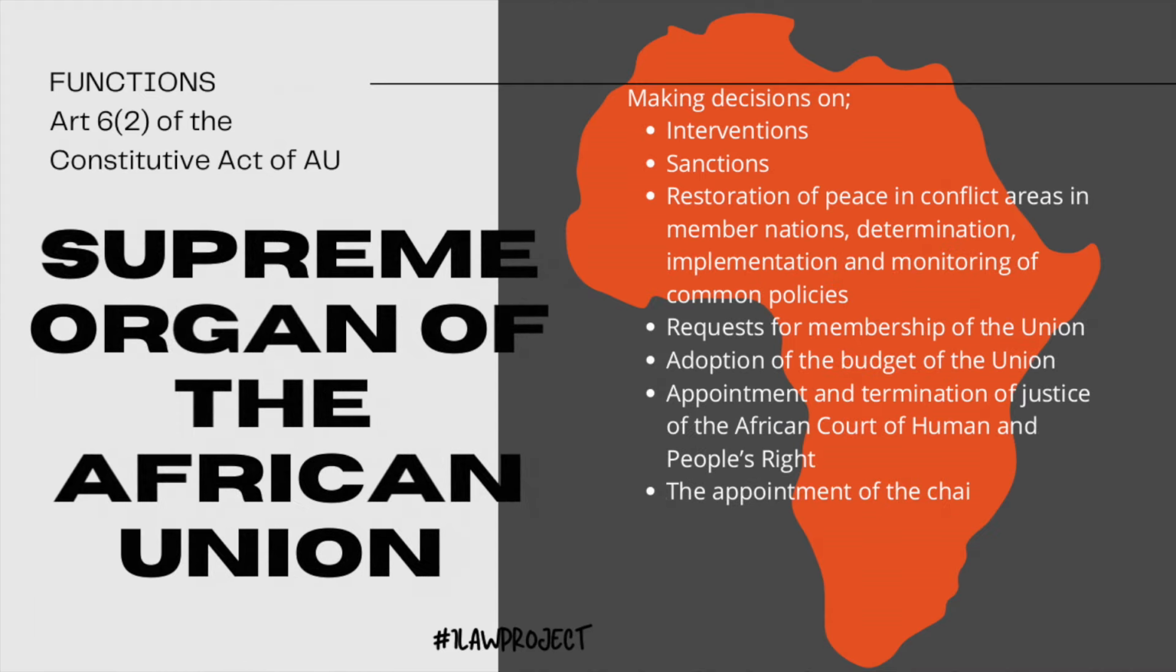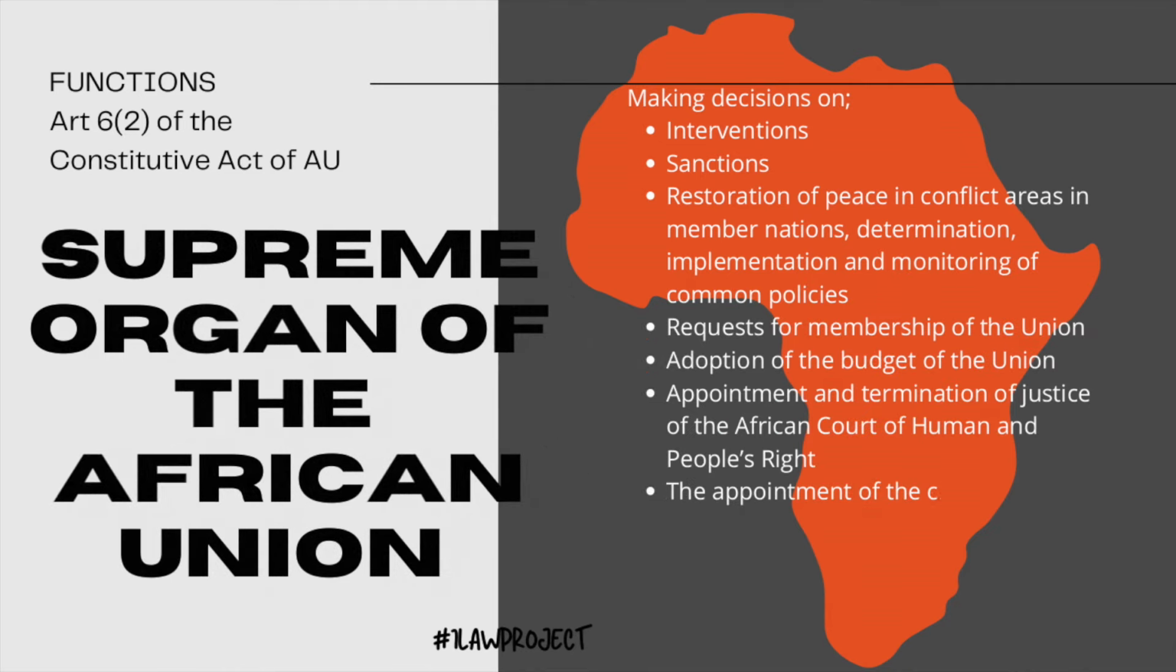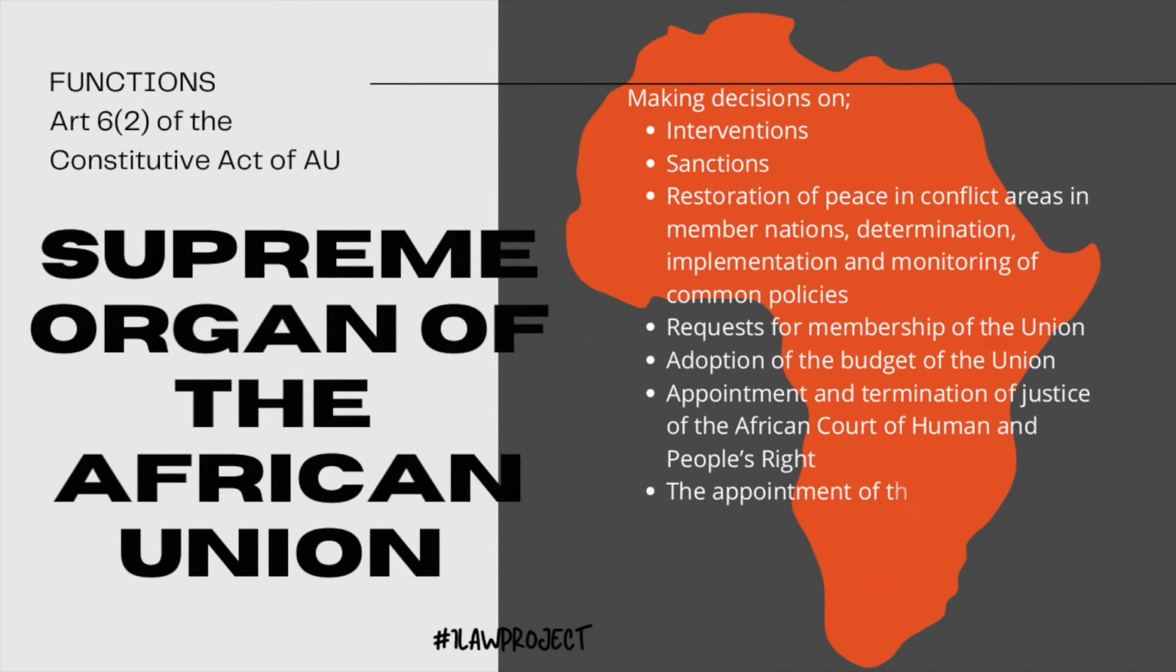Article 6, paragraph 2 of the Constitutive Act of the AU refers to the Assembly as the supreme organ of the AU. To this extent, the Assembly is mandated to accelerate the political and socio-economic integration of the African continent. In this regard, it performs so many functions which are highlighted in Article 9 of the Constitutive Act of the AU. Some of its functions include making decisions on interventions, sanctions, restoration of peace in conflict areas and member nations, determination, implementation, and monitoring of common policies, requests for membership of the Union, adoption of the budget of the Union, appointment and termination of justices of the African Court of Human and People's Rights, the appointment of the chairman and deputies of the AU Commission, amongst others.